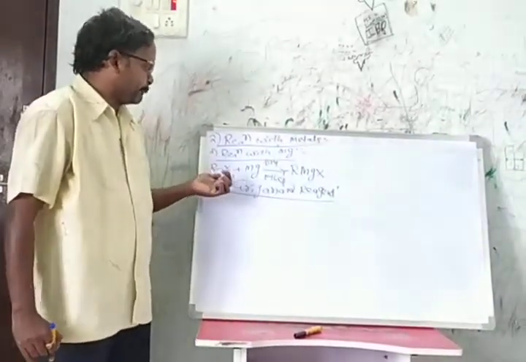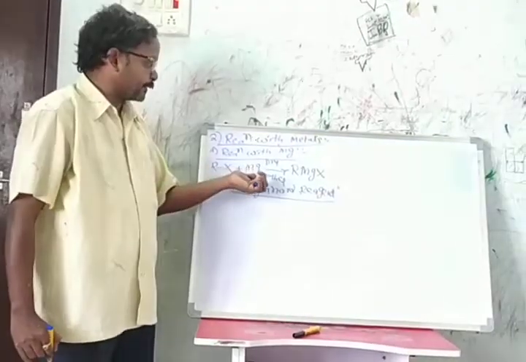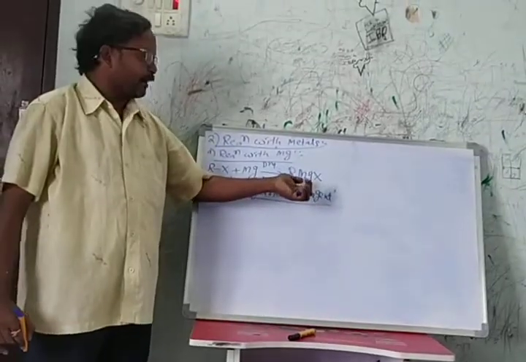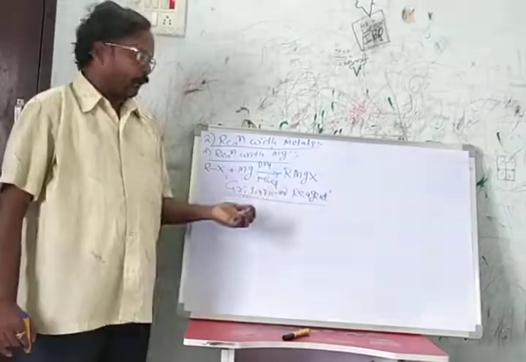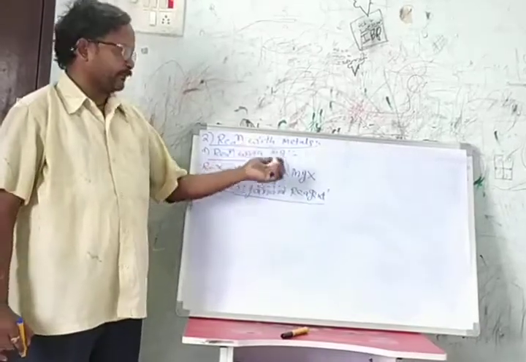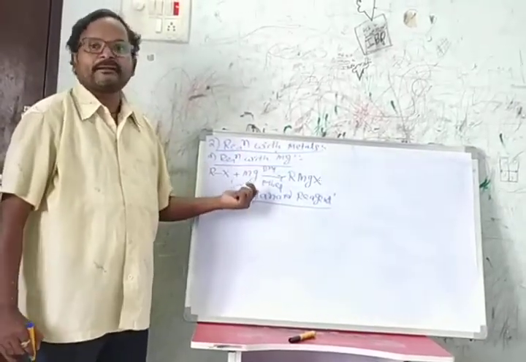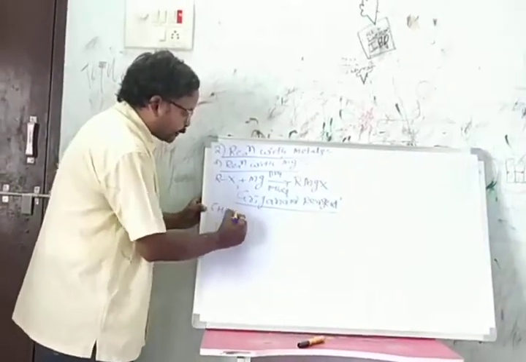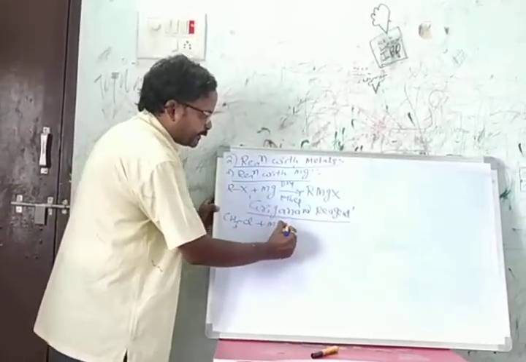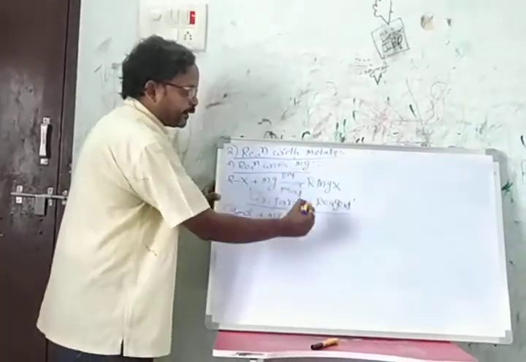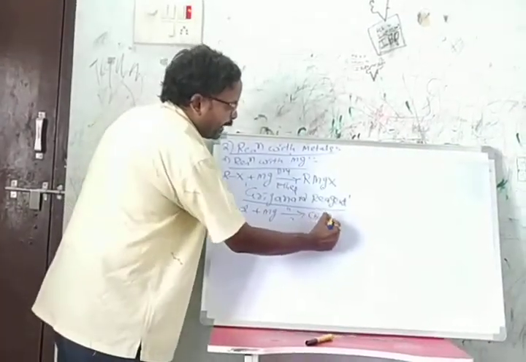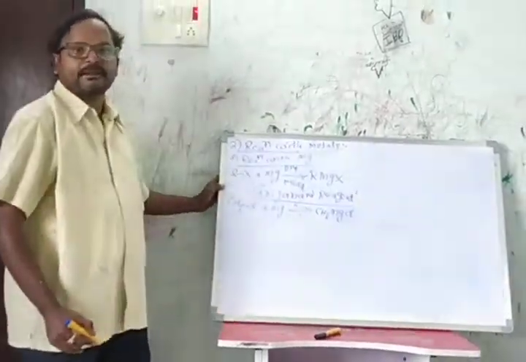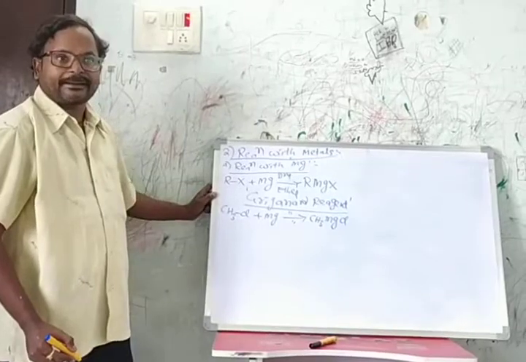What is the reaction? When alkyl halide reacts with magnesium in the presence of dry ether, it forms RMgX. RMgX means alkyl magnesium halide, called Grignard reagent. For example, methyl chloride reacts with magnesium in the presence of dry ether to form methyl magnesium chloride. Methyl magnesium chloride is one of the best examples of a Grignard reagent.